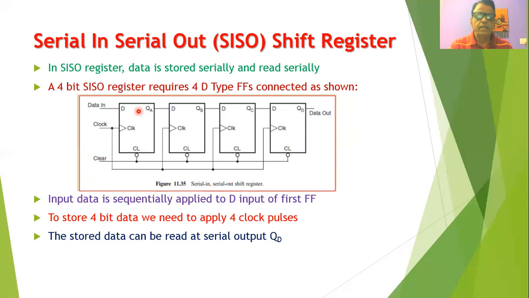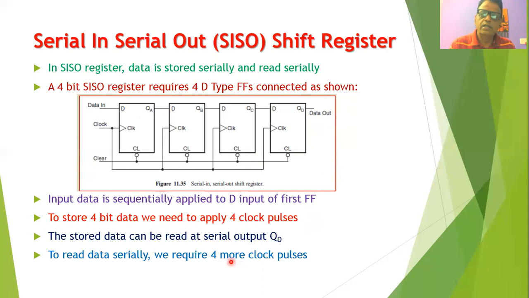Now, once the data is stored, then we can have the data out at the output of the fourth flip-flop, that is at the output QD. Now, in order to read the data serially, again, we need to apply 4 more clock pulses so that the data will be available at the output QD. So in this shift register, in order to store the 4-bit of data, we require 4 clock pulses. And also, in order to read the data, we require additional 4 clock pulses.